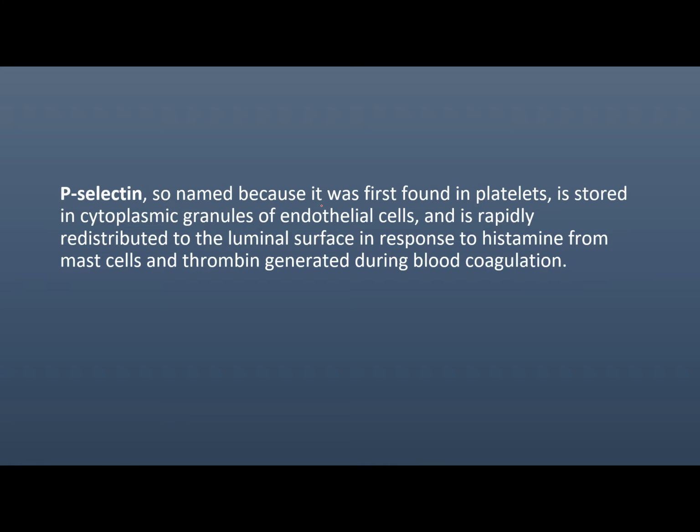The P-selectin was named P-selectin class because it was first found in platelets. The P here would stand for the word platelet and is stored in the cytoplasmic granules of endothelial cells and is rapidly redistributed to the luminal surface in response to histamine from mast cells and thrombin generated during blood coagulation. Okay, imagine class, this would be your endothelial lining. Now, inside here, class, there would be granules, cytoplasmic granules. Now, inside those cytoplasmic granules is where your P-selectin would be found.